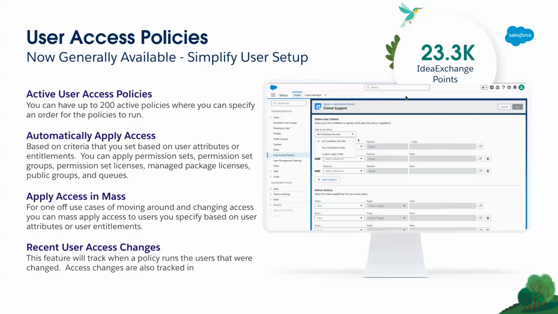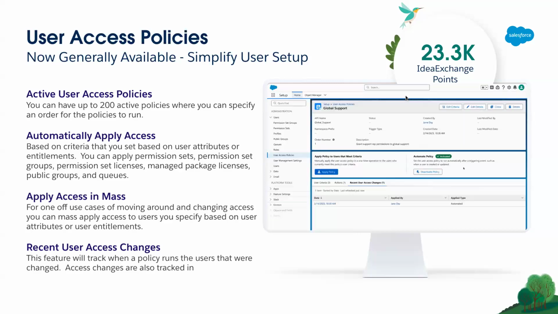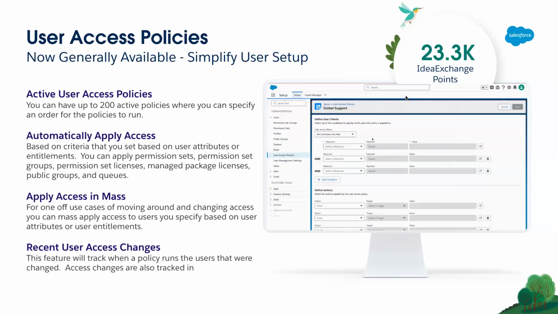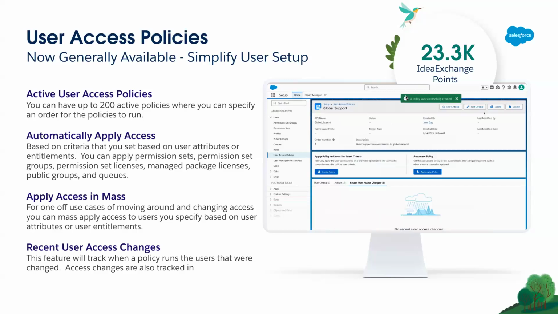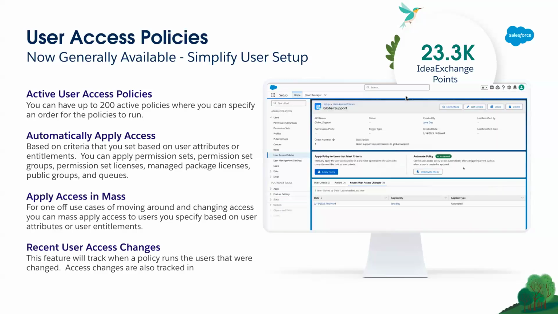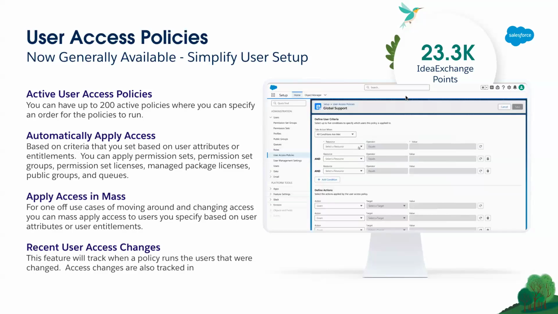What user access policies allow you to do is to set criteria about your users. That criteria can be attribute-based, meaning fields on the user record, or it can be entitlement-based, meaning users are in a specific profile or role or have a specific permission set or a specific license. And you can automatically apply access. So, for example, if you have users in the sales profile, and you only want to put people in the sales apps department, and that are active, you can do that. And then you want to apply a number of permission sets and permission set groups and public groups and queues.